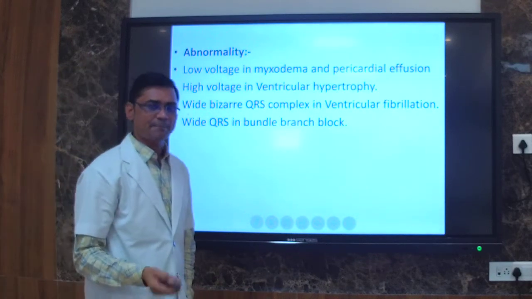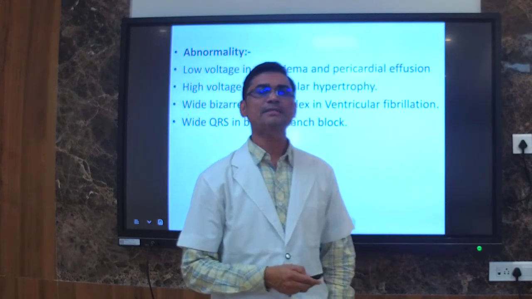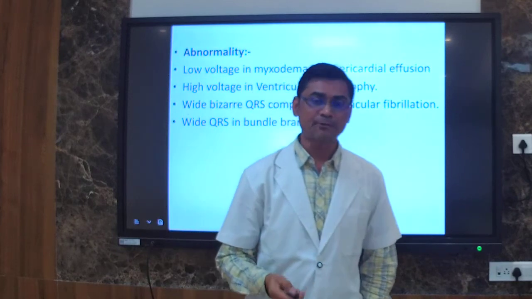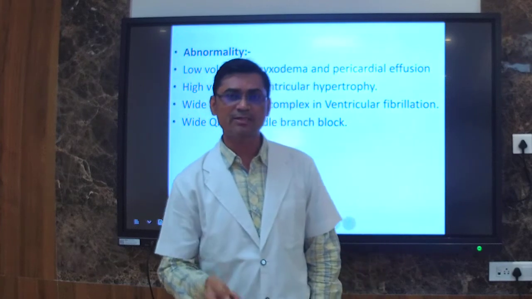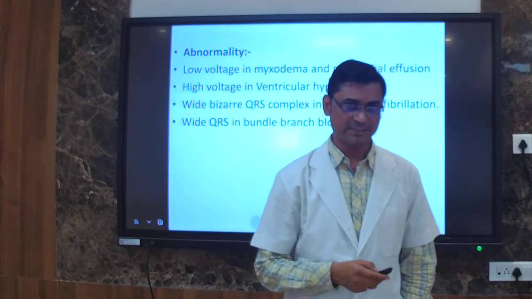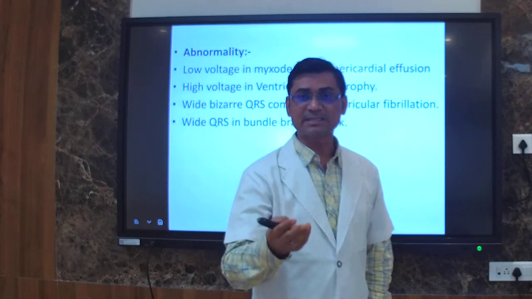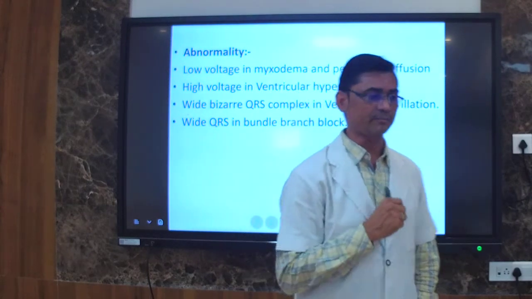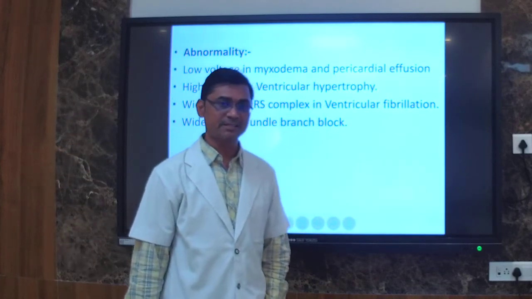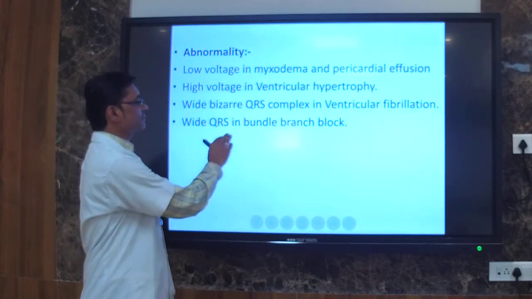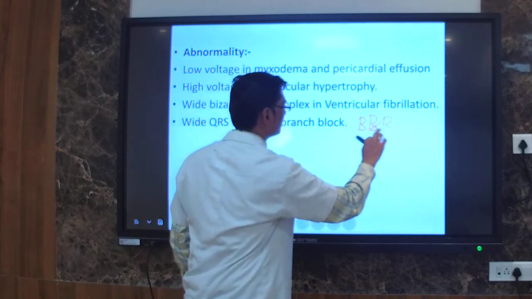Now coming to the various applied aspects related to QRS complex abnormality. Low voltage QRS complex is found in case of hypothyroidism, particularly myxedema, and pericardial effusion, where there is a collection of excess fluid in the pericardial cavity. High voltage QRS complex you will get in case of increased muscle mass of the ventricle, that is ventricular hypertrophy. Wide and bizarre QRS complex you will get in case of ventricular fibrillation, and the wide QRS complex is also found in bundle branch block, which is also called BBB.